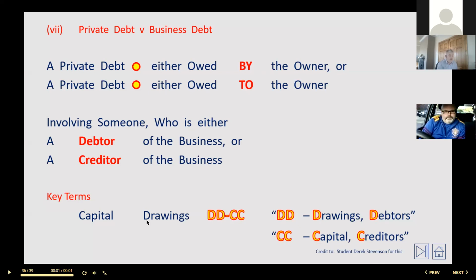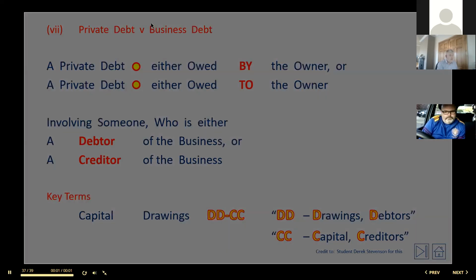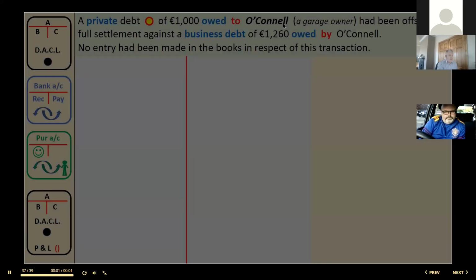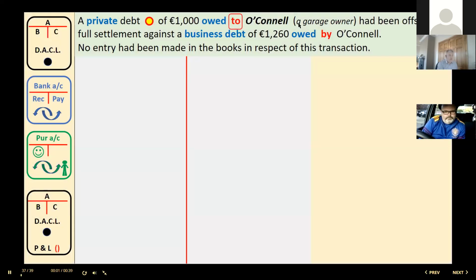If it's drawings, it's debtors. But if it's capital, it's creditors. And DDCC works quite well for some of them. So private debt owed to the owner has been offset against the business debt. So I don't show a movement of payment, I show a movement of debt.